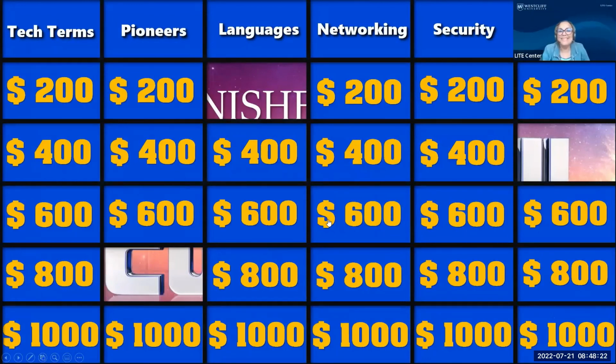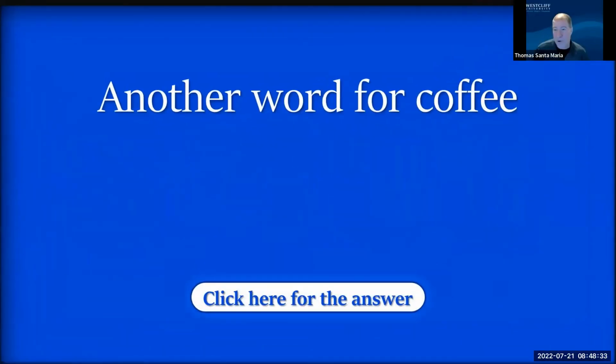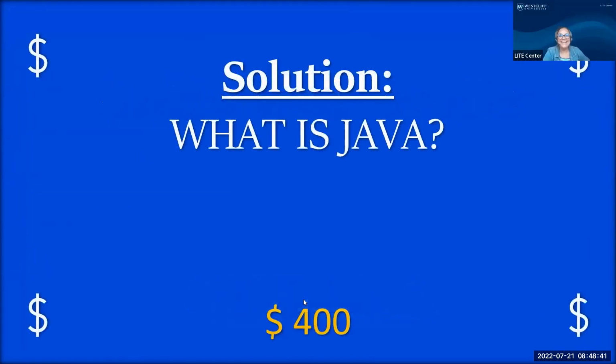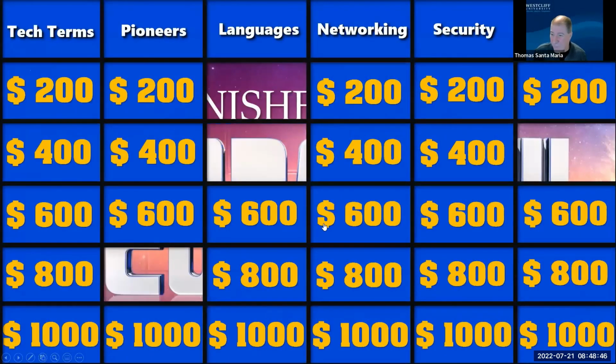I have never played this game, but I can say languages for 400. Oh, another word for coffee. Java. Oh, Professor Lipo's quick on the buzzer. What is Java? Yep. Anyway, that's kind of the gist of things. So we won't necessarily, unless you all want to go through the entire game, we can.